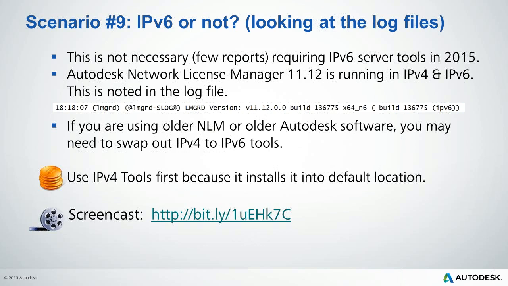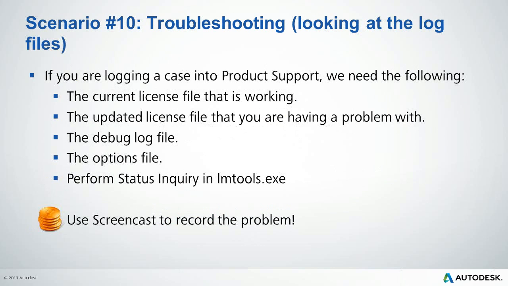Okay. And last but not least, troubleshooting. A lot of times if we get a case into product support saying the server is not working or something like that, this is definitely going to make our job a lot easier. Basically, we need to get the updated license file that you're having a problem with. We're going to need the debug log file, an options file if you have it, and a perform status inquiry in LM Tools. Another tip is that we use screencasts to record the videos, and that usually helps us out a lot. I've been using that a lot for creating cases for other customers as well that have to go to front desk. So that's a really good tool.